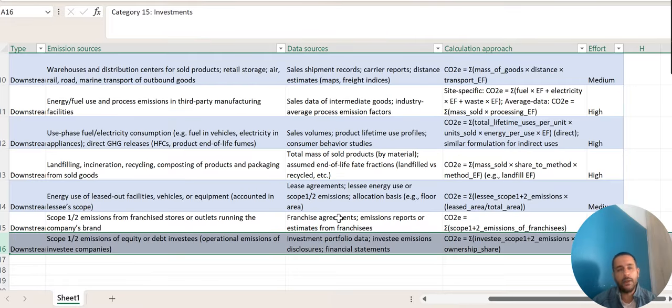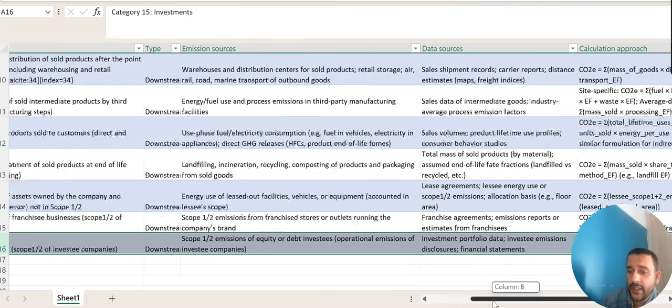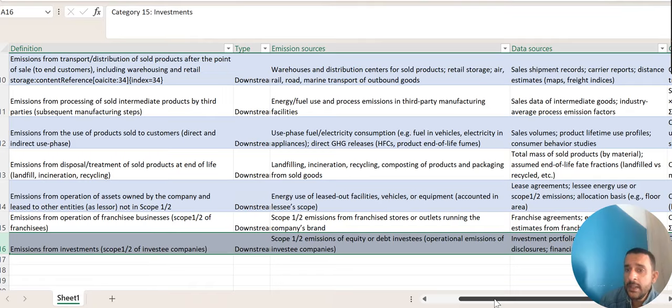If you're investing in very small companies, you may not have the data. But you have the value of your investment portfolio, and then there are different databases and different estimations that you can use to calculate these kinds of emissions. So these are the 15 categories, with very useful data.